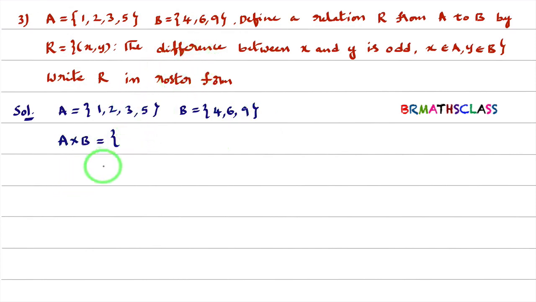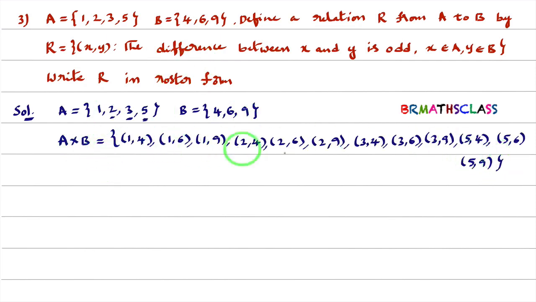In the previous exercise, we learned how to calculate A cross B. Okay, you can check total 12 elements are there in A cross B. Actually, no need to write A cross B, but if you write A cross B, it will be very easy to understand the solution of this question. See, they gave set A, set B. I considered set A, set B, and I calculated A cross B.